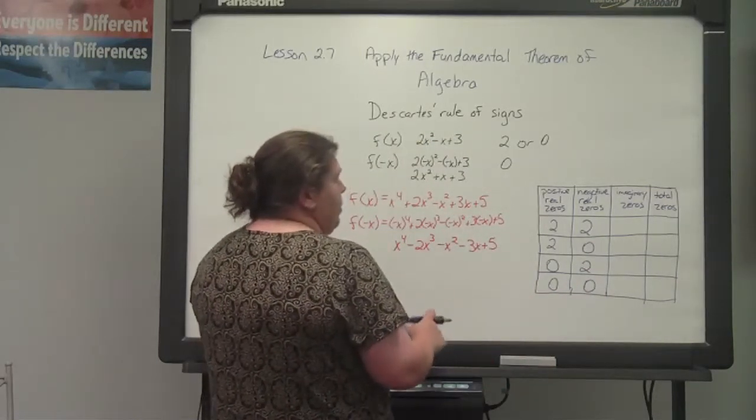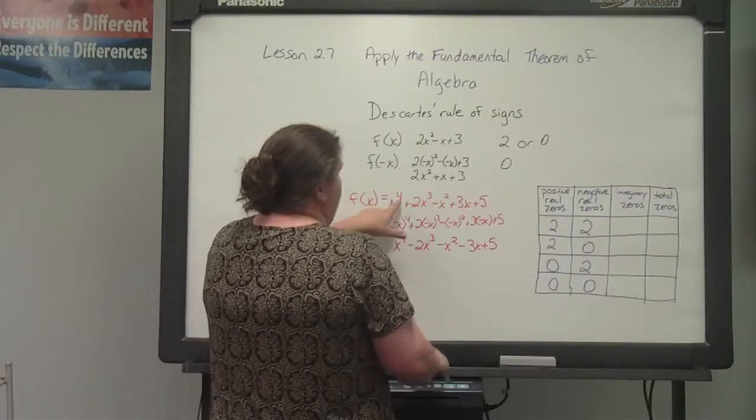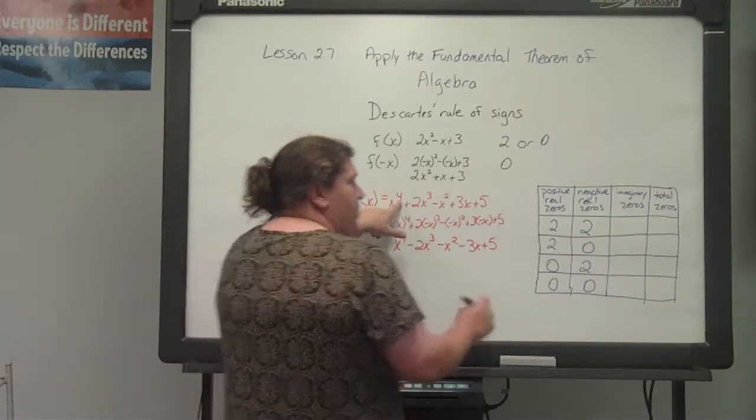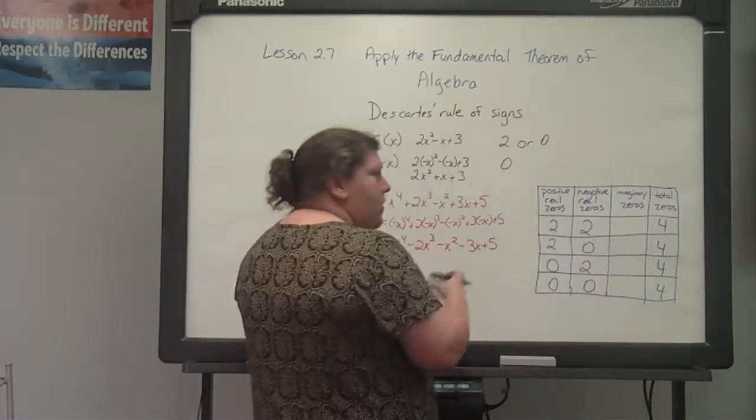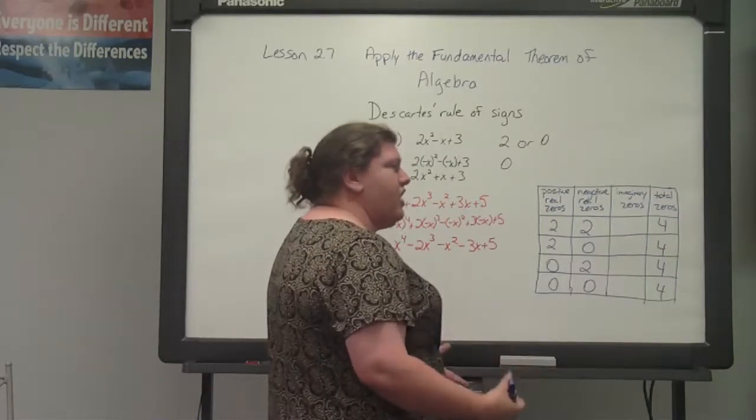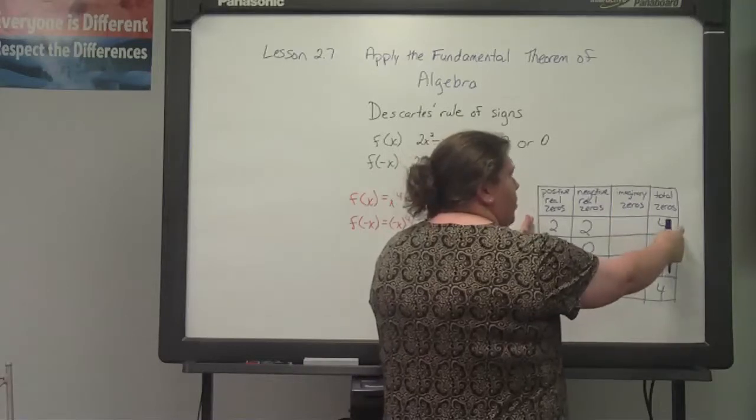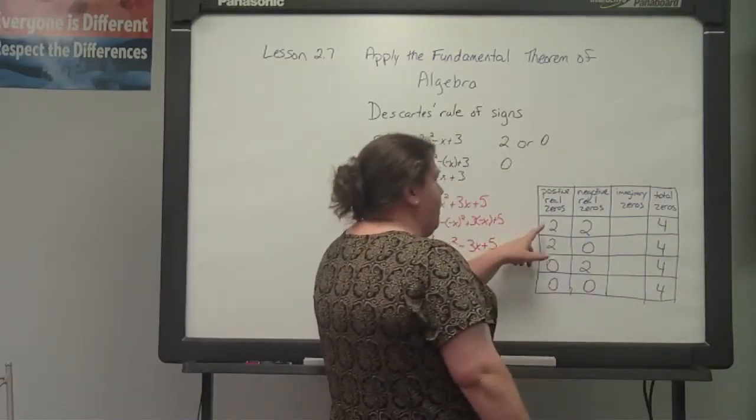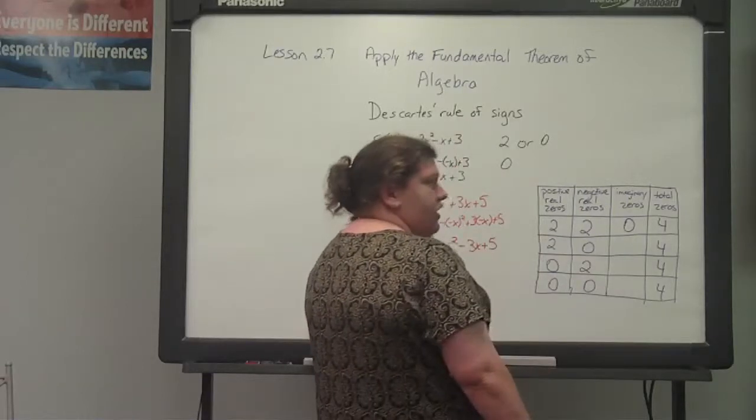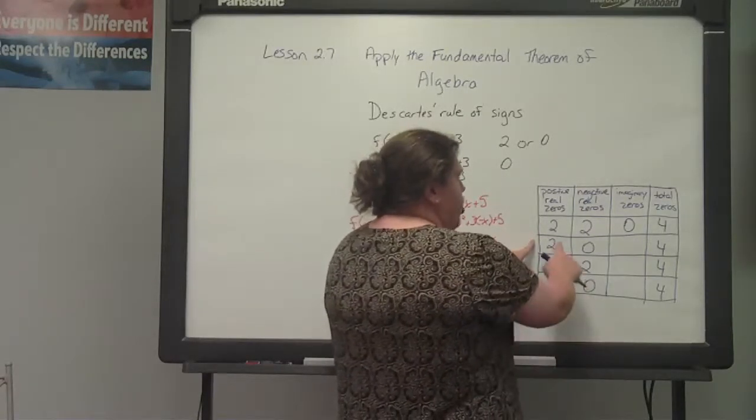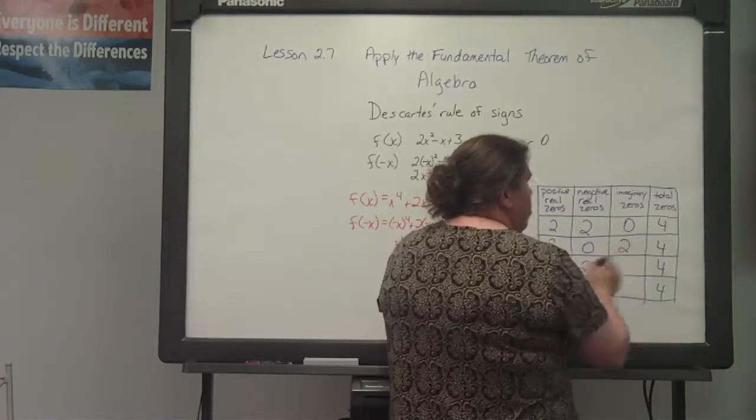Now, the next thing we're going to do is look up how many total zeros we're supposed to have. Remember, to know the total zeros, you're going to look at the highest degree, which is 4. So I'm going to come over here, and all my totals are going to be 4. Now, what you have left to do is to find out how many imaginary zeros. You do that by adding up the positive, negative, and imaginary to equal your total. So for the first one, we have 2 plus 2 gives me 4 already, so therefore we have 0 imaginary zeros. The second one, we have 2 positives plus no negatives, that gives me 2. But I need 4, so therefore in this instance there's going to be 2 imaginary zeros.